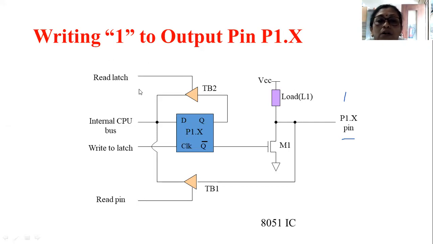So let us see how the write operation is carried out in case of the port pin. Okay, so write 1 to the port pin, that is what we are saying. In order to write 1 to the pin, the logic 1 must be outputted from the internal CPU bus. So the CPU outputs 1 to the input of the D flip-flop. Okay, are you getting the point? So once again I will tell you what happens in the first step.